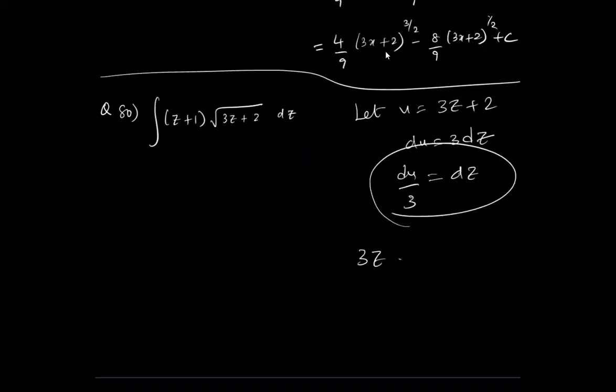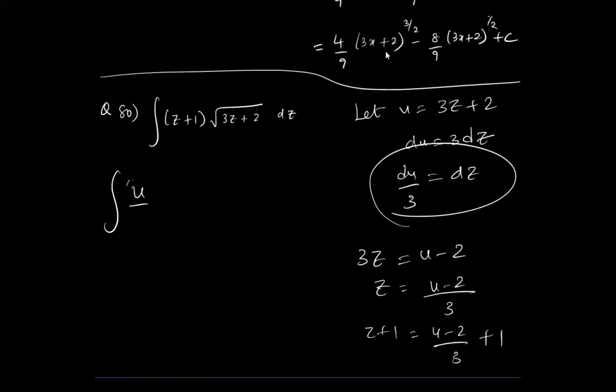Now 3z is u minus 2, right? But I just want z, right? So I'll do u minus 2 over 3. And then z plus 1 will be u minus 2 over 3 plus 1. So then what will happen here? I will have u over 3, this is minus 2/3 plus 1, that is plus 1/3. This is replacing z plus 1. And then this one is u to the power of 1/2. And dz is du over 3.